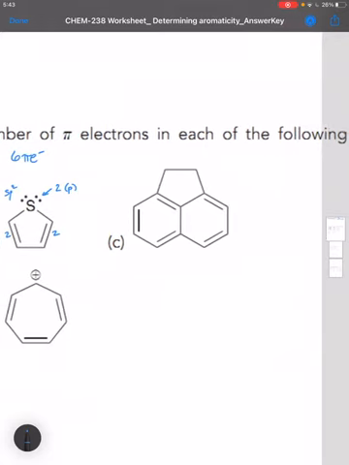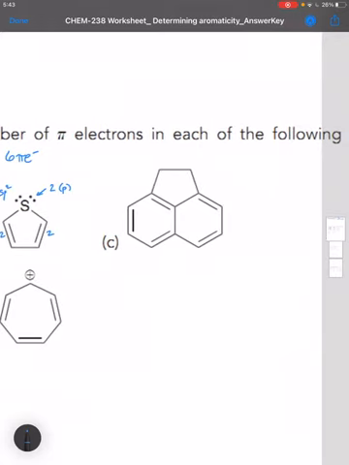Next molecule over here, part C, we've got a whole bunch of stuff going on, but obviously double bonds, 2 electrons apiece, those are all in the pi system, and there's nothing else, right? Both of the carbons up at the top here have hidden hydrogens, those are both sp3 hybridized, and so all we've got are the 10 pi electrons that are shown.